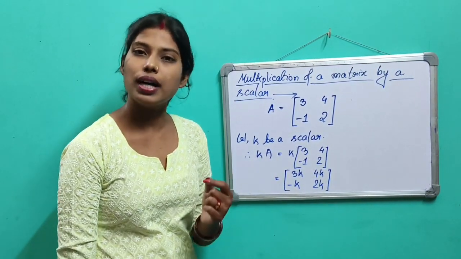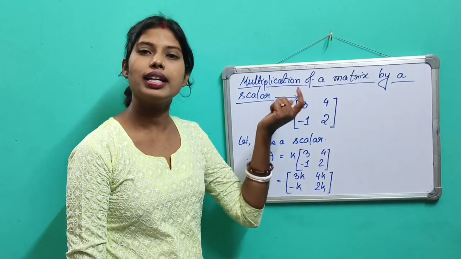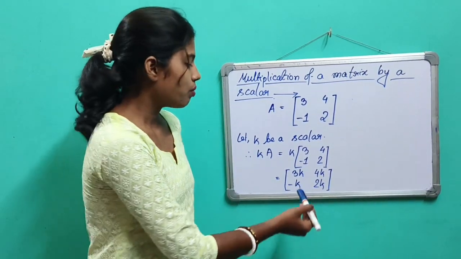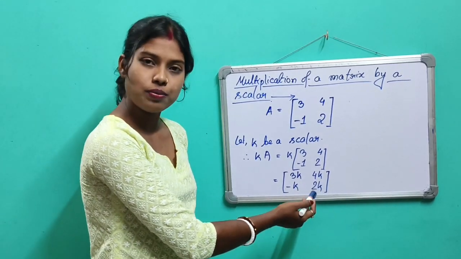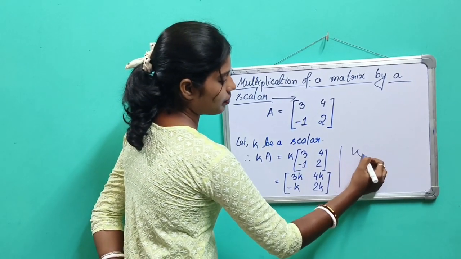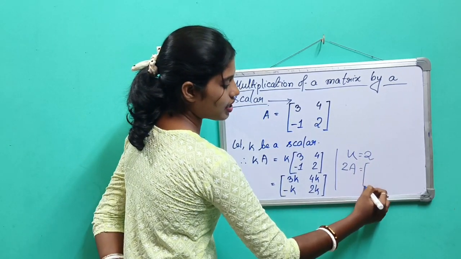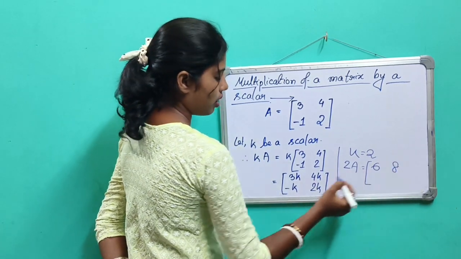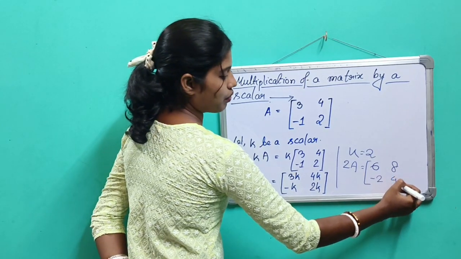Now if you take 1 as a scalar, then what will happen? It will remain unchanged, because if we multiply anything with 1, the result is that number or that matrix itself. So if we put k equal to 1, it will become 3, 4, minus 1 and 2. If you take k equal to 2, then the matrix becomes 2A, and the resultant is 3 into 2, that is 6, 4 into 2, that is 8, minus 1 into 2, that is minus 2, 2 into 2, that is 4.